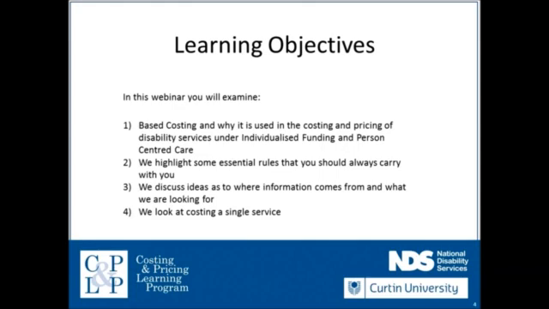In that case, we'll build on our previous webinar to continue looking at costing in the context of individualised funding and person-centred care, also to highlight some essential rules that we think are really important tools to carry with you throughout your costing and pricing process, to discuss where information comes from and how you might look at that information in the context of decisions being made to undertake costing and pricing, and finally to look at costing a single service, just to get a view of how costing and pricing works from a very simplistic perspective.